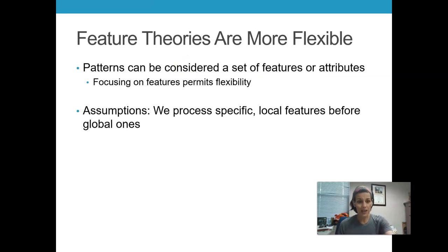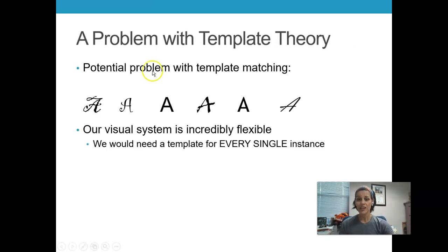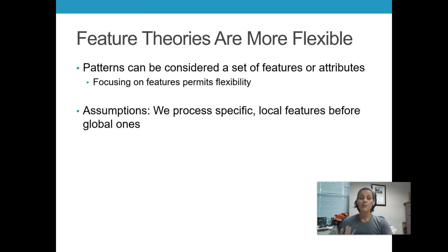So the next idea that comes up are feature theories, and these are going to be a lot more flexible than those older template theories. So when we look at these A's, we're not searching through a template. We notice that all of these are A because they share some features in common. They are made up of two diagonal lines with a horizontal crossbar. And basically, any pattern that you encounter in the world has a set of features or attributes. You recognize a pattern because it fits the features for a particular item. And focusing on features rather than the exact visual pattern permits flexibility in a way that template theory really doesn't have.